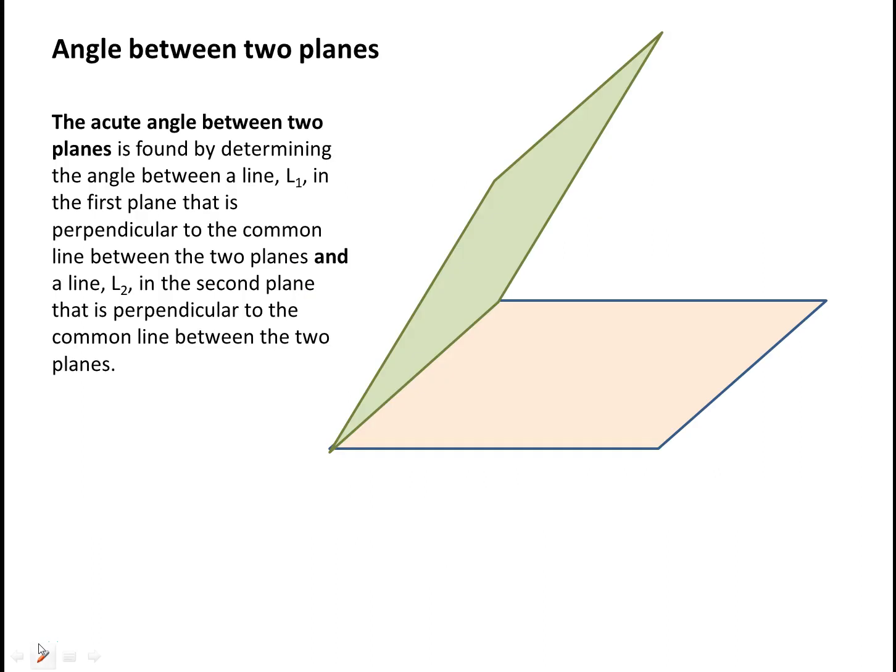Now we want to have a look at the problem of finding the angle between two planes. The acute angle between two planes is found by determining, first of all, where the common line of the two planes is. We then mark in a line on the first plane which is perpendicular to the common line, and a line in the second plane that is perpendicular to the common line. The angle between the two planes is then defined to be the angle between those two lines, L1 and L2.